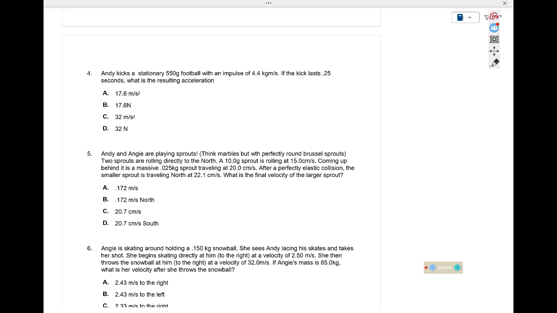Okay. So Andy kicks a stationary 550 gram football with an impulse of 4.4 kilogram meters per second. If the kick lasts 0.25 seconds, what is the resulting acceleration? Okay, so we know that impulse is force times time. We're looking for acceleration, so we're going to need to use Newton's second law and go force divided by mass. To find force, we're going to go force equals impulse over time.